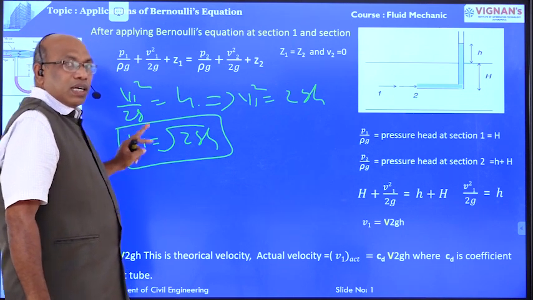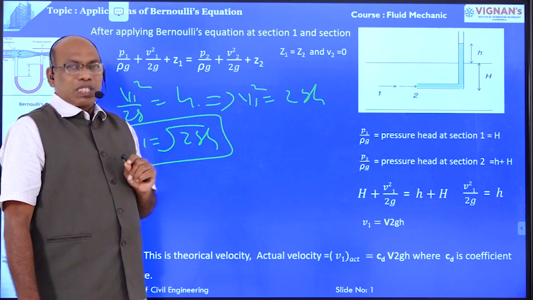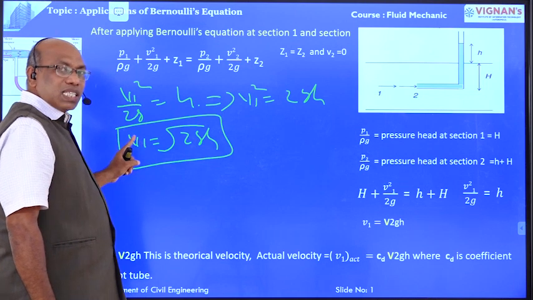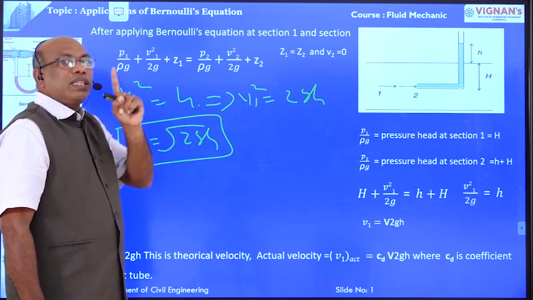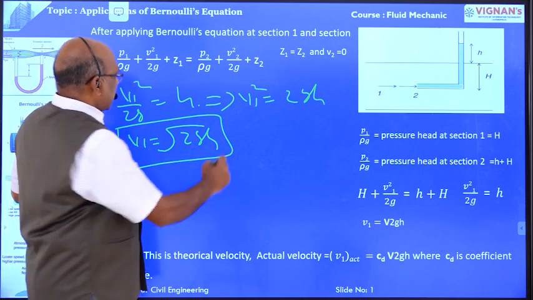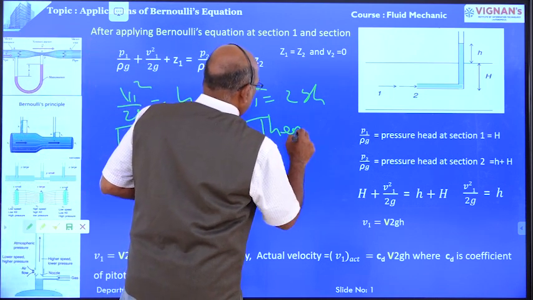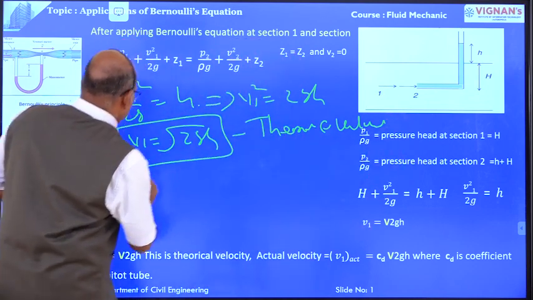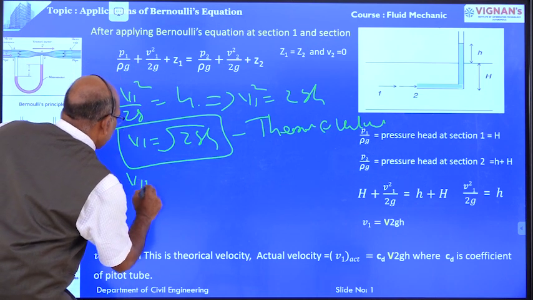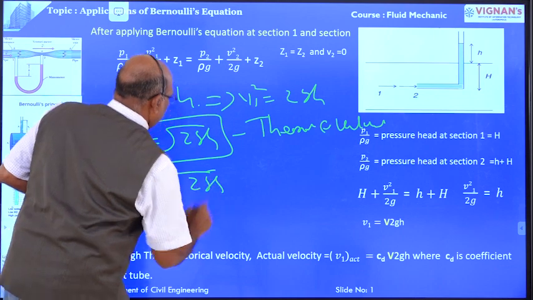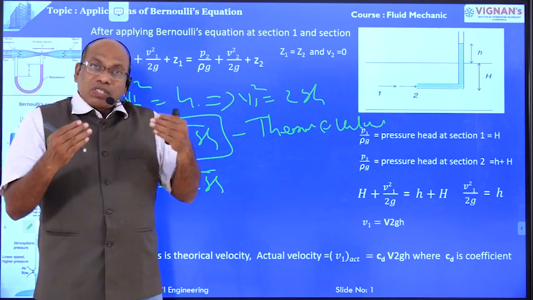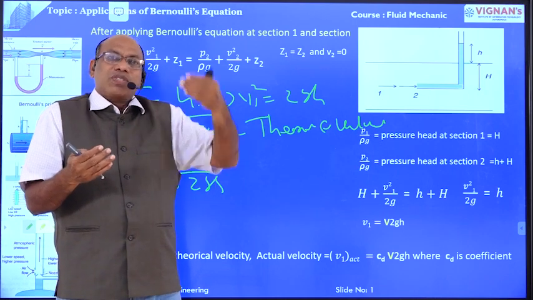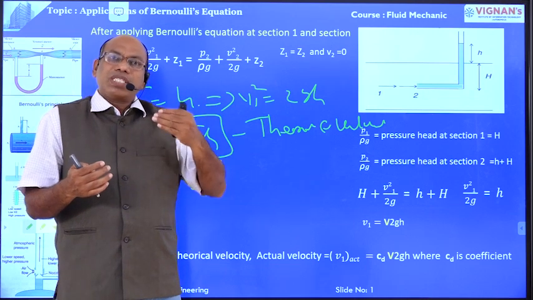But here, our assumption is that the fluid is incompressible, ideal, with steady flow. So this determined velocity V1 equal to root 2gh is the theoretical velocity. Therefore, V theoretical is equal to root 2gh. But the actual velocity is less than the theoretical velocity. Therefore, the actual velocity is equal to some constant, the Pitot tube constant, times the theoretical velocity.